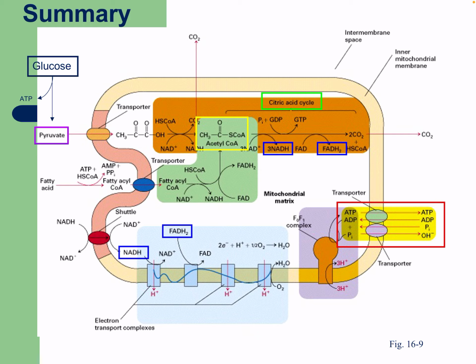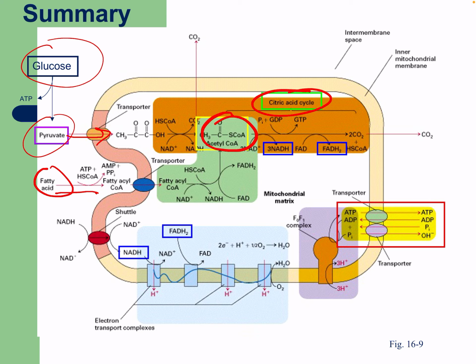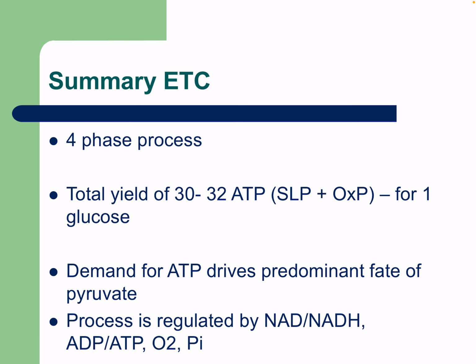So here's a summary of the entire process. Here we have glycolysis to pyruvate, and pyruvate enters. This is also an example where we can see fatty acids enter at different stages. Again, we have the citric acid cycle, acetyl-CoA formation, and then the electron transport chain and ATP synthase. So in summary, it's a 4-phase process with 4 complexes, and there's a total yield of 30 to 32 ATP for 1 glucose.